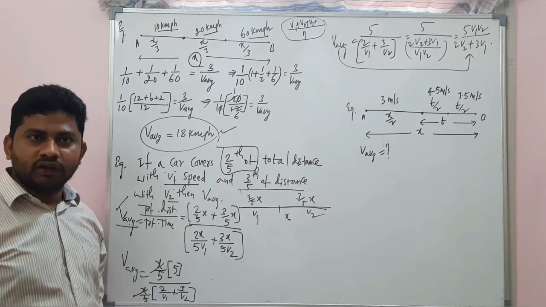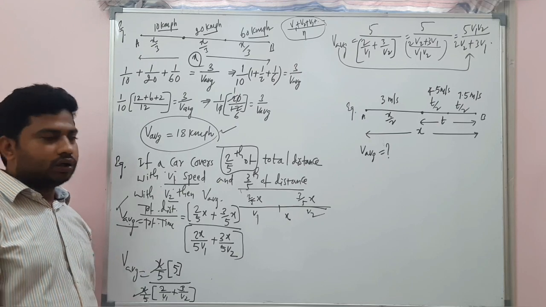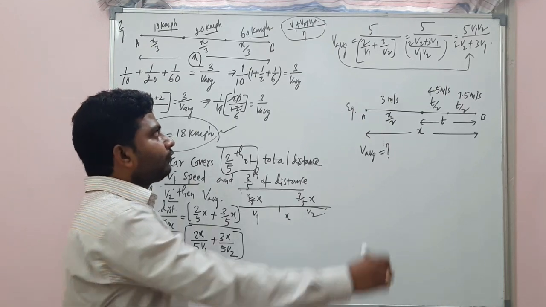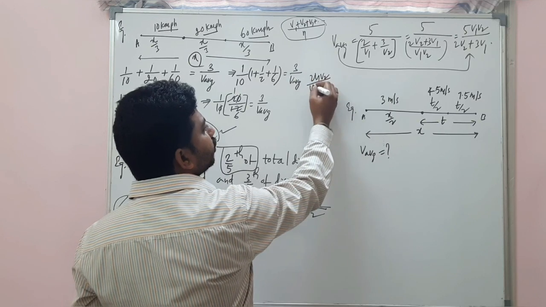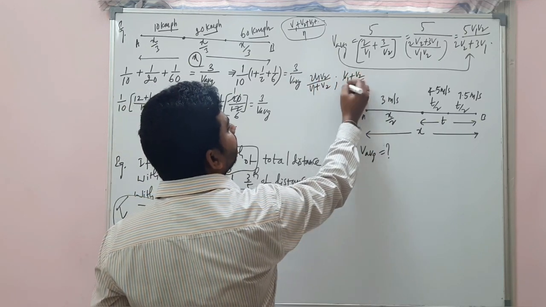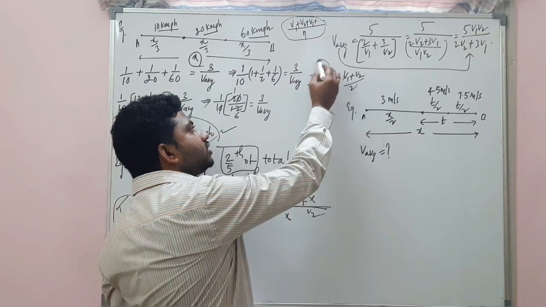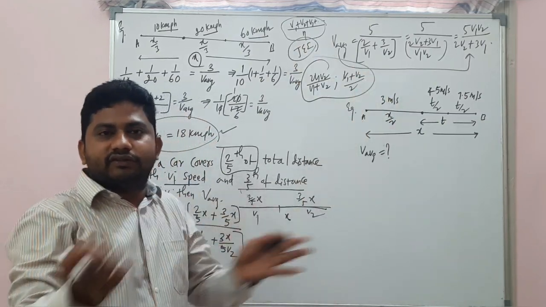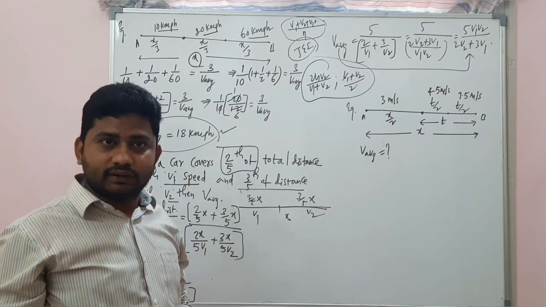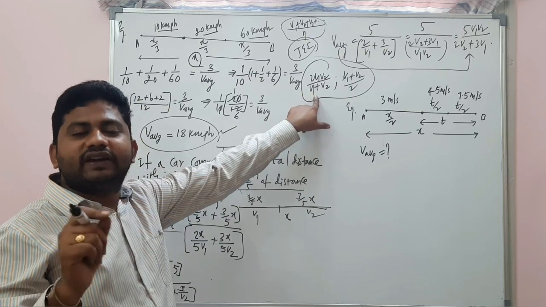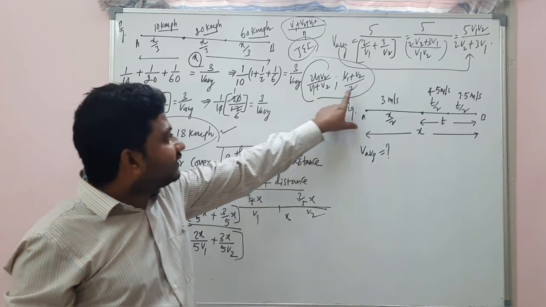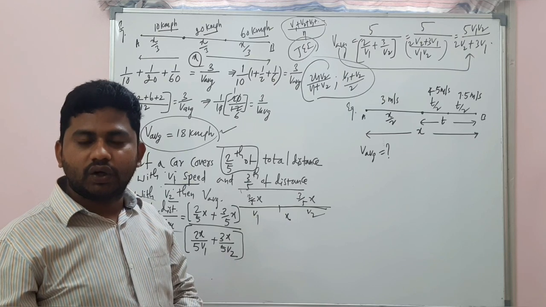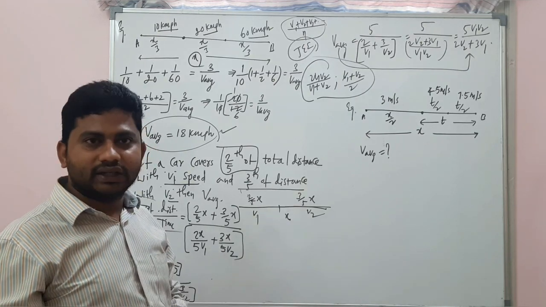Read the question, and see whether it can be solved with a basic formula application. Now, I hope you remember we have two formulas: 2V1V2 by V1 plus V2, and V1 plus V2 by 2. How can questions be asked in a mixed way, especially in JEE exams? This is the formula we use when the total distance is divided into two halves. And this formula we use when the total time interval is divided into two halves. Alright, my dear students? Clear? Look at the interesting part.